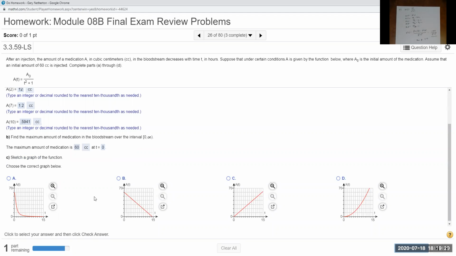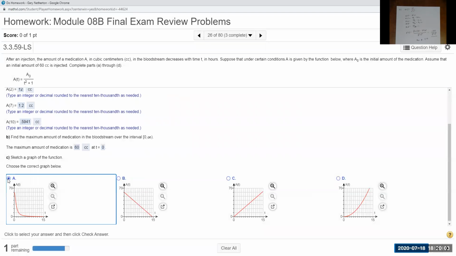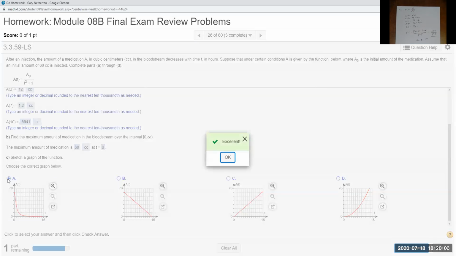So sketch a graph. Well, it has to be these first two because the time starts out at 60. If we look at our points, it's definitely not B, because at time 1 it should be 30, which it is. Time 2 should be like 12. Just to show you B, time 1 is definitely not 30. So this is definitely the answer.